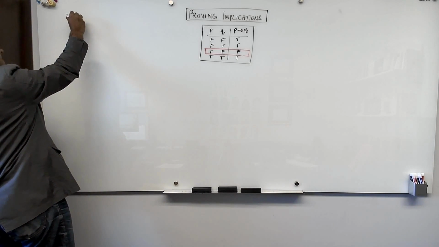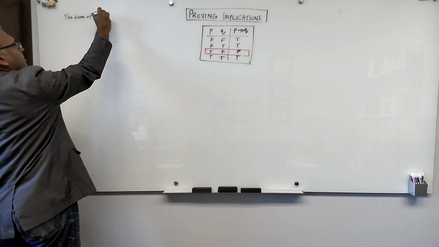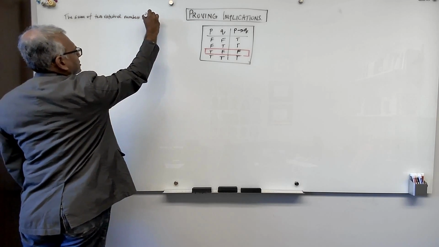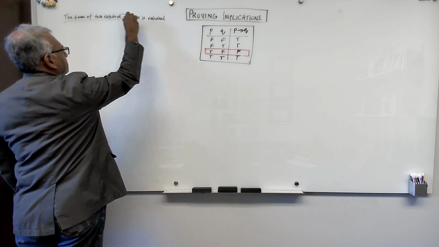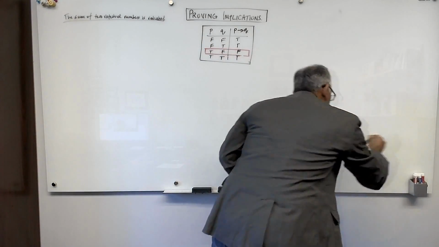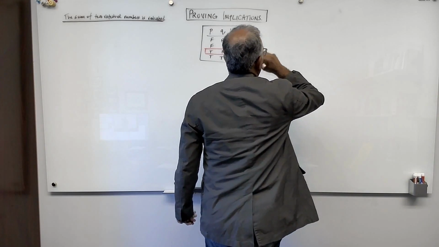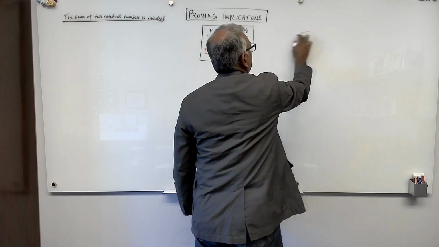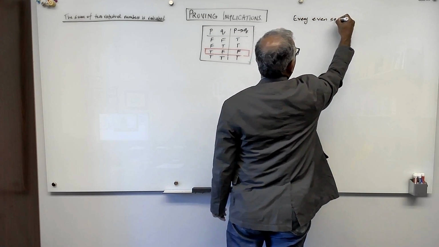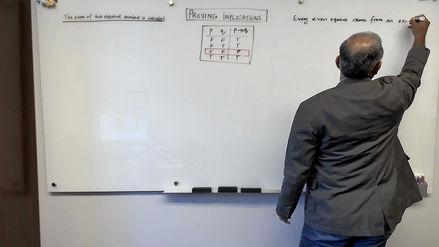And I'm going to start with two examples of implications. Example number 1: the sum of two rational numbers is rational. Okay? And example number 2: every even square came from an even number.